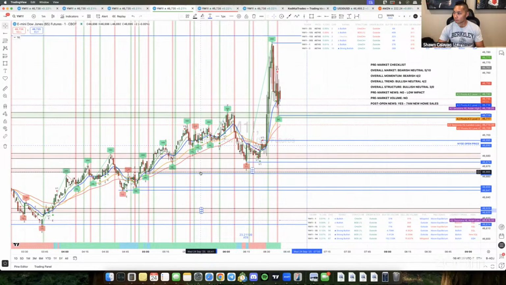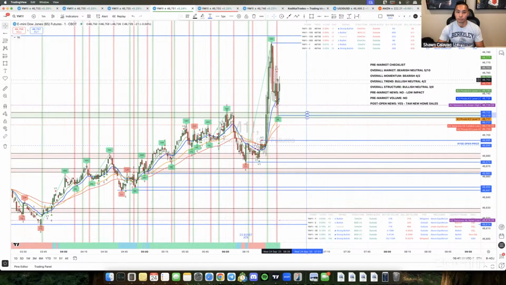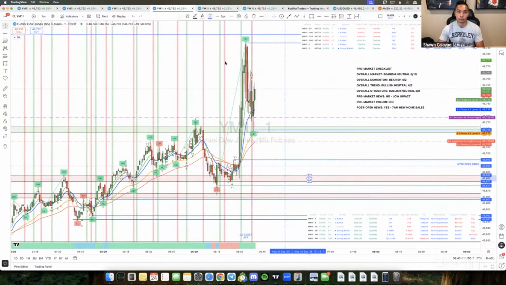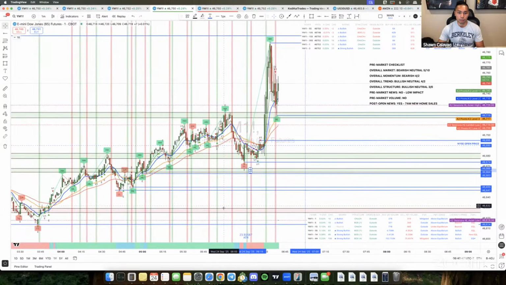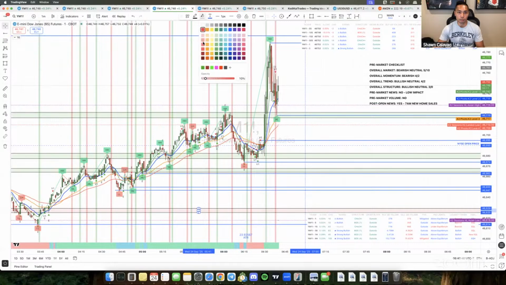Another support down there. I mean, not that it matters, right? Not that it really matters at this point because price is so far above. I really wasn't expecting a big bullish push like this.